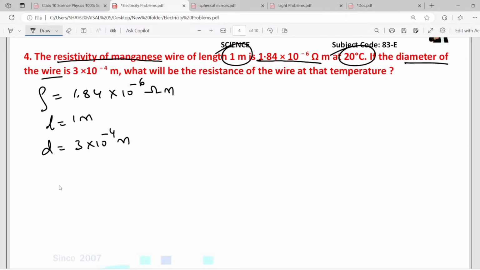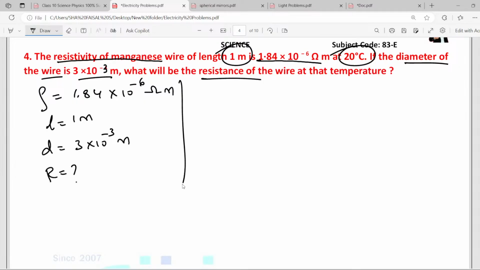Any doubts? Dear students, a small change is required. The diameter is not minus 4; you can make it minus 3. Even if you want, you can try with minus 4 also, no worries. So the diameter, let me take here as 3 into 10 power minus 3 meter. First, let me identify the data. Resistivity is given, length is 1 meter, diameter of the wire is 3 into 10 power minus 3 meters. Now they are asking us to calculate the resistance R.